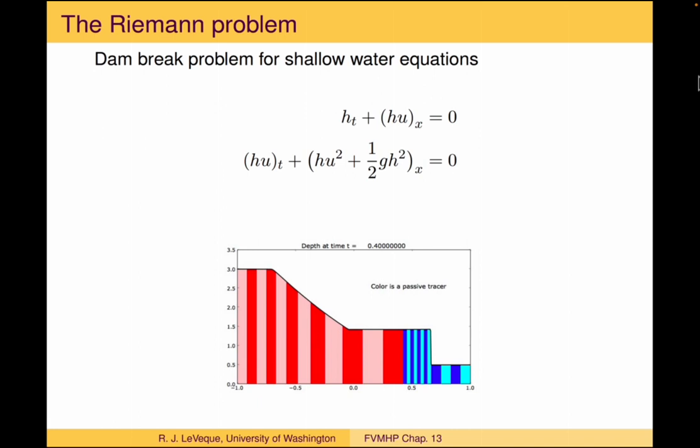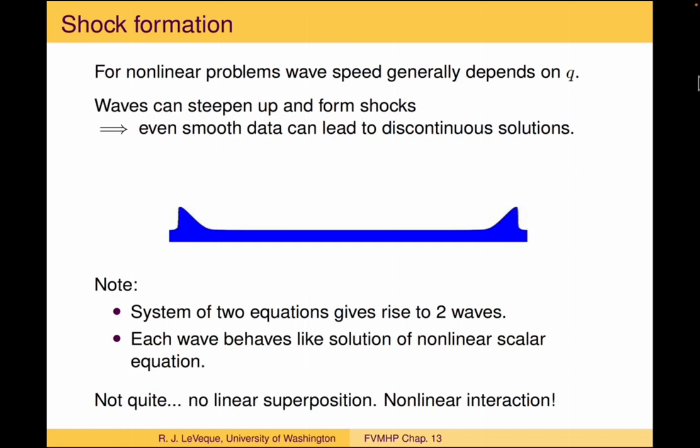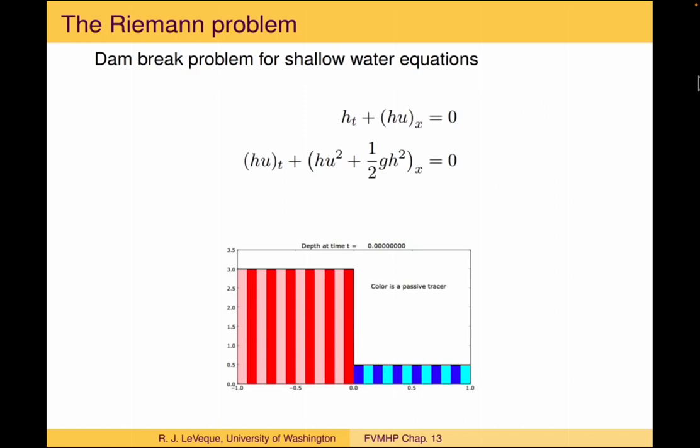Depending on the initial data, you could have two shock waves or two rarefaction waves, and we'll look at some other cases later. Here I should say the color is just a passive tracer. I started out back at the beginning with red fluid to the left of the dam, blue fluid to the right, and these stripes just help you visualize how things move. You can actually solve for, say, the concentration of some dye in conjunction with this if we added another equation to the system for an advected quantity that measures the color of the water.